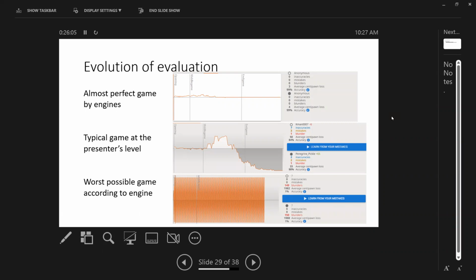And after some point, the computer just knows that there is a forced drawing line and just thinks the game is completely drawn. No hopes of winning. The second plot is a game at the presenter's level. It's one of my games from the past.